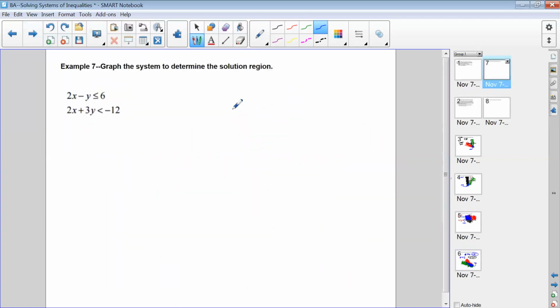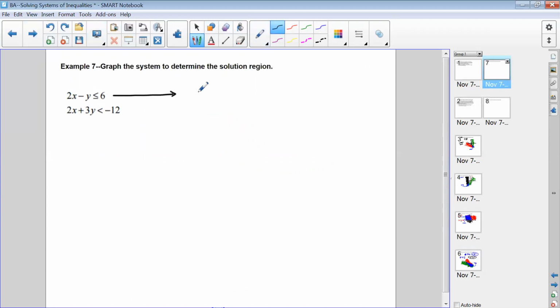So let's go to the next one. And I have less than or equal to and less than. So that tells me this one's going to be a solid line and this will be dotted. And they're both not in slope-intercept form.